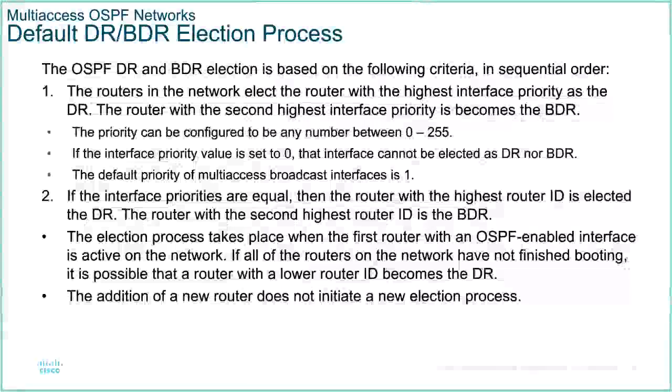Now, if you want to influence the election, you would change that value to a higher value. The higher the value, the more likely it will be elected the DR. If all the values are equal, in other words, their default values, it will use the router ID as the election decider. So the ID is crucial to determining who's elected.